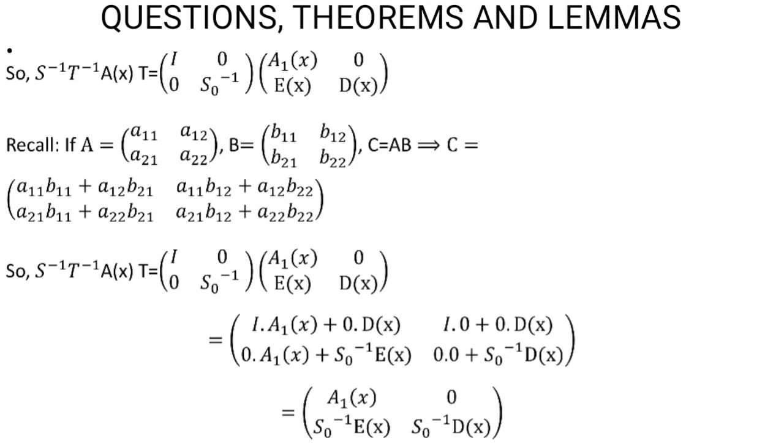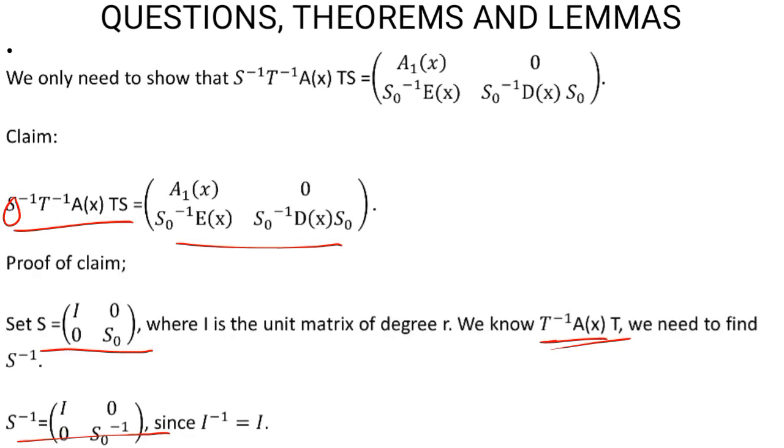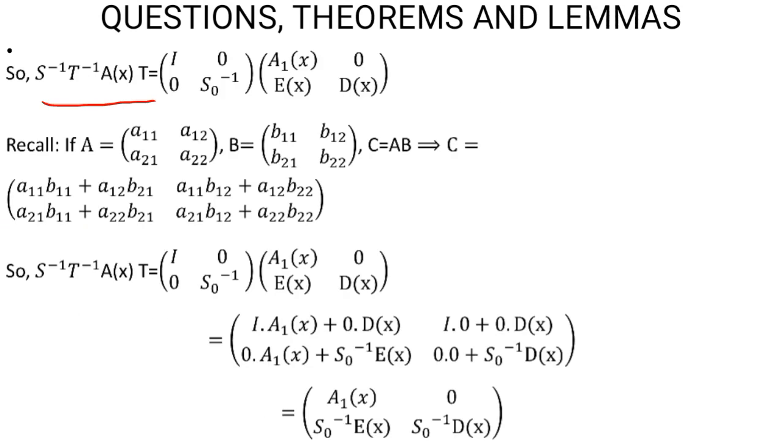Okay, so we need to find S inverse T inverse AXT, right? Because that's the first thing. We have to multiply this together first, that's within here without the S. So we need to find this part first, and then later we'll multiply with the S matrix. So S inverse T inverse AXT, S inverse is this, and T inverse AX is this.